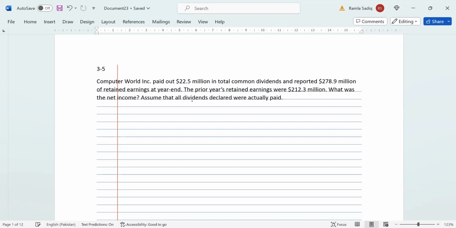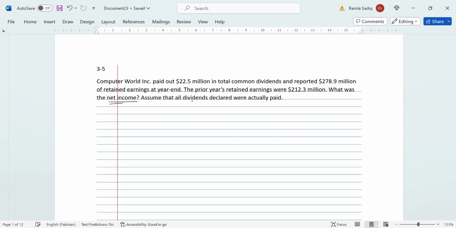3-5. All right, now 3-5 says Computer World Incorporated paid out $22.5 million in total common dividends. Wow, that's a lot of dividends. Okay, $22.5 million in total common dividends and reported $278.9 million of retained earnings at year end. The prior year's retained earnings were $212.3 million. What was the net income? Assume all dividends declared were actually paid.